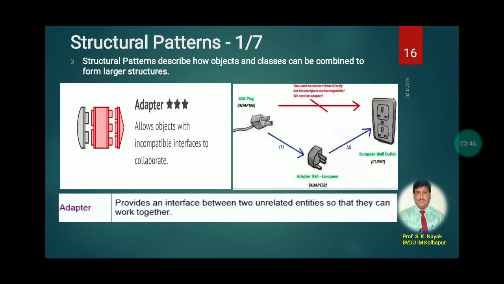Similarly, in our design patterns we can have different types of objects and different types of interfaces. We can allow objects to be compatible with different types of interfaces. Though they are different kinds of interfaces, they can collaborate and be combined together. This is about the structural design pattern, the adapter design pattern.